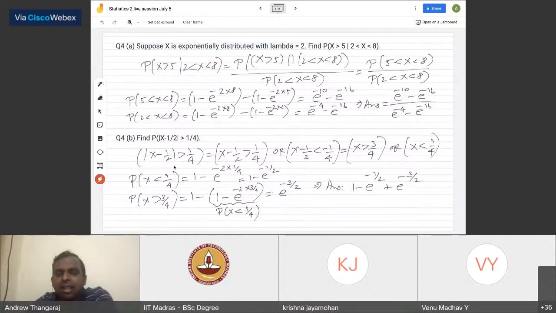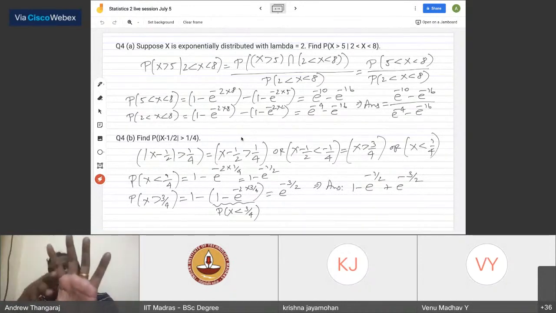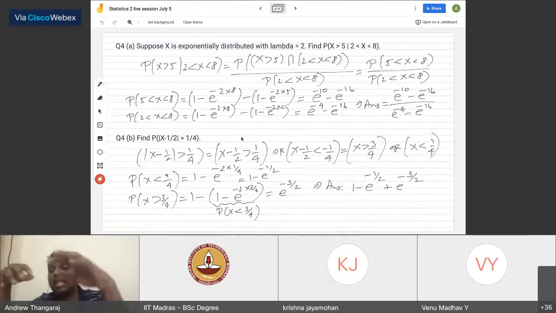Again, it's just converting that event into the proper interval. You have to do it carefully. Mod x minus half greater than 1 by 4 is two possibilities. x minus half could be greater than 1 by 4 or x minus half could be less than minus 1 by 4. So this is a conversion from mod to no mod. If you say absolute value of x is less than something, x can be less than that and x needs to be greater than minus that. If you say absolute value is greater than something, x could be greater than that value or x could be less than the negative of that value. So keep this in mind.